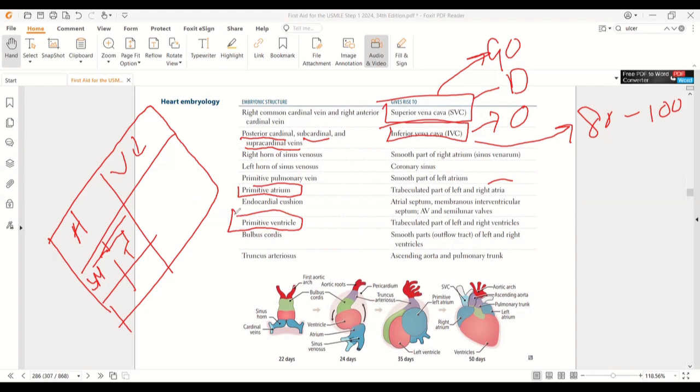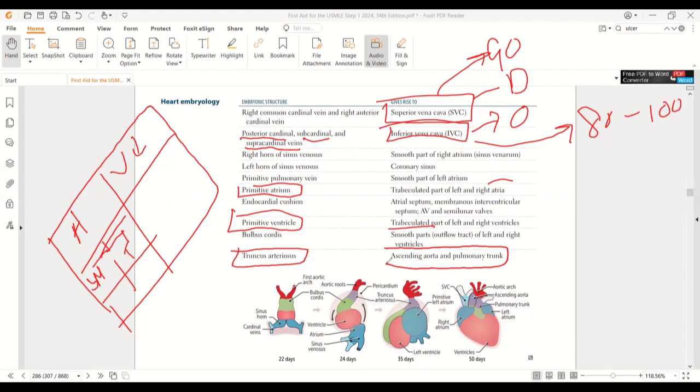So make some association. The trabeculated part, trabeculated means appendages, thickening, right? So the trabeculated part is derived from the primitive structure. Like if you are talking about the ventricle, it is the primitive ventricle. If it's the atria, it's the primitive atria, right? And another thing is the truncus arteriosus. Can anybody tell me is there any clinical significance of this truncus arteriosus?